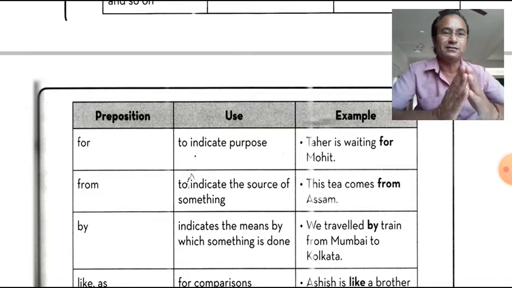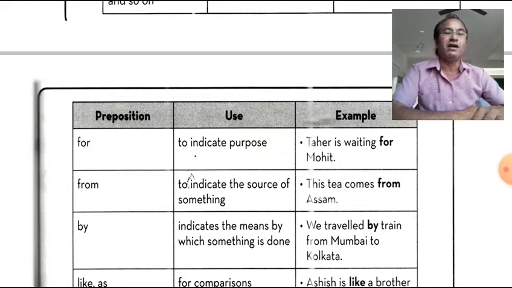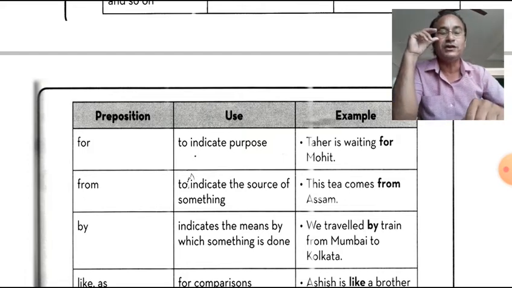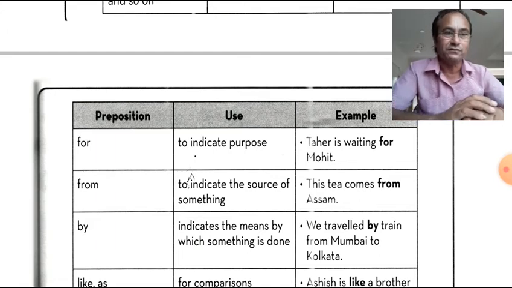So this is the preposition which indicates purpose, and that's for. Now from indicates the source of something, from where it is originated. That is, this tea comes from Assam. From, source. Where he has come from, that is, we have learned in our chapter Cherry Tree. The cherry comes from Kashmir Valley.